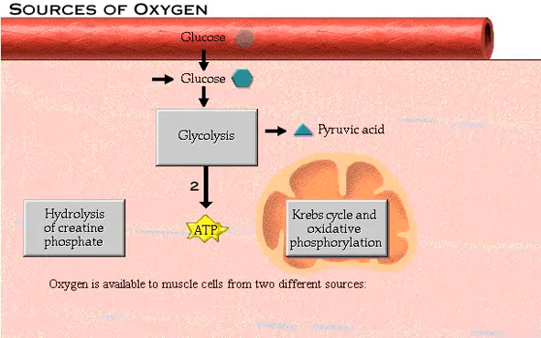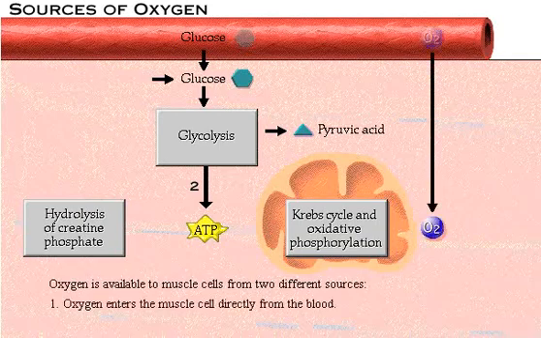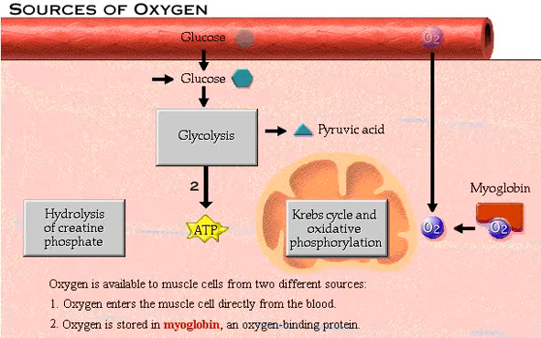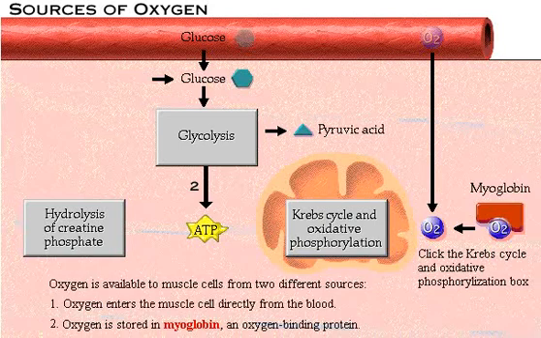Oxygen is available to muscle cells from two different sources. 1. Oxygen enters the muscle cell directly from the blood. 2. Oxygen is stored in myoglobin, an oxygen-binding protein that is abundant in certain types of muscle cells. To see the aerobic pathway that takes place when oxygen is present, click the Krebs cycle and oxidative phosphorylation box.